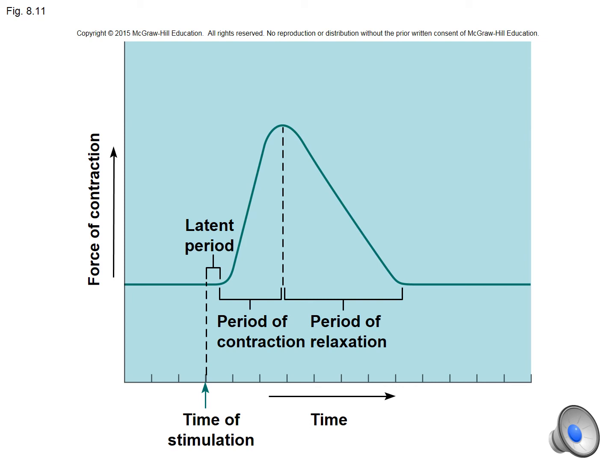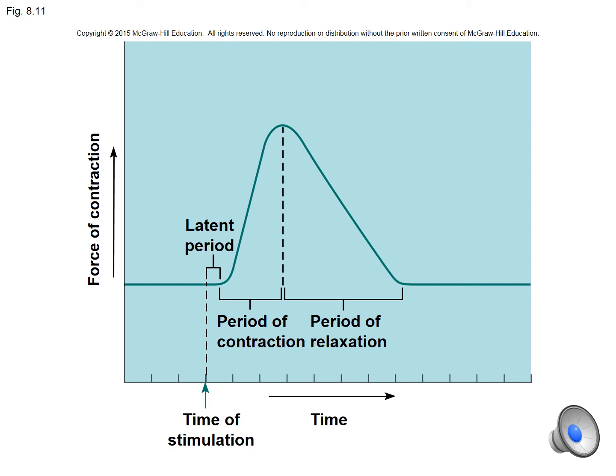So the point is that there are many, many steps between when the motor neuron gets a signal for the muscle to contract and when the muscle actually contracts. And so there is actually a sort of delay, and that delay is called the latent period. In this graph you can see the time of stimulation, and then there's a period where all those steps have to happen before the muscle actually contracts, and that is called the latent period.